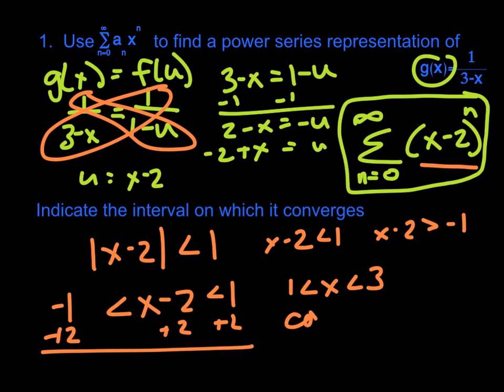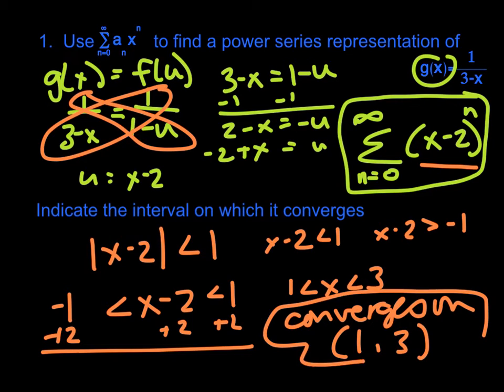So basically it converges on 1 to 3. If you were to plot 1 divided by 3 minus x, it converges between 1 and 3, basically.